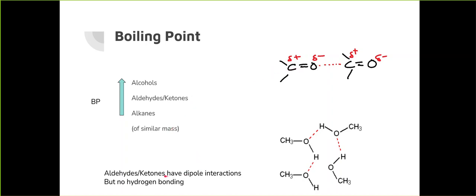But aldehydes and ketones don't do hydrogen bonding. So alcohols, if you remember, we've got methanol here. You get bonding with this oxygen and other hydrogens within the solution, and so that's going to have a stronger bonding effect than just these dipole-dipole moments. And so that's why aldehydes and ketones are lower than alcohols. And both of these are higher than alkanes because alkanes don't have either one of these. Make sense?